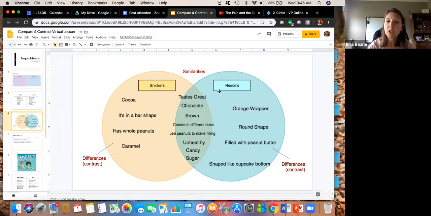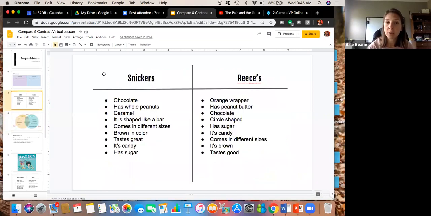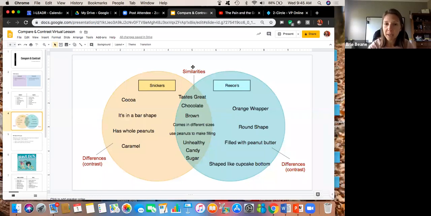That's the differences again. So that's how we took our T-chart, everything that we put here, and put it into our Venn diagram. The similarities go down the middle. The characteristics about the Snickers go on one side, and the characteristics about the Reese's go on the other side, that were different from each other. Does anybody have any questions about that?